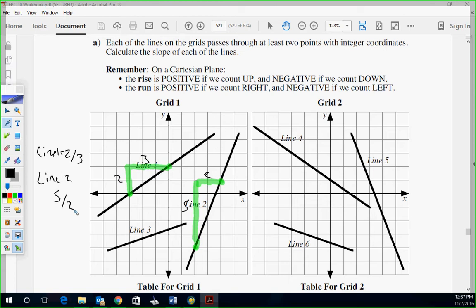Okay. How about line 3? What'd you get for line 3, Logan? Undefined? I got 1/3. Definitely tilted. This one? Oh, I got 1/3. Yeah, 1/3. Up 1, 1, 2, 3.